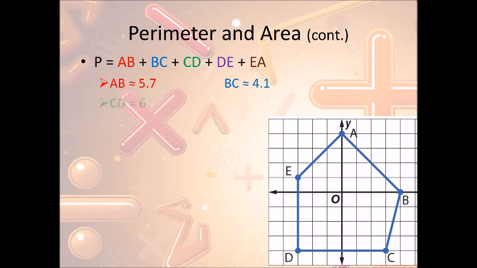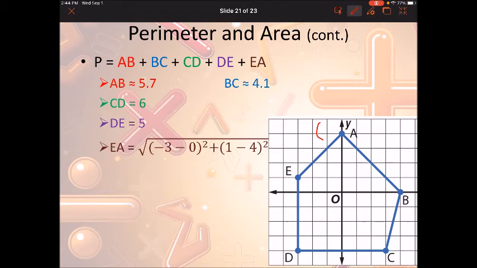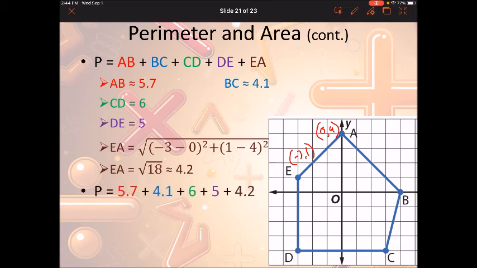So we continue that process on. I do know that CD is 6, DE is 5, and now I have to figure out what AE is. A, again, is at 0, 4, and E is at negative 3, 1. So when I find the distance there, I get the square root of 18, and now I can add all those pieces together to give me my final perimeter of 25. So if you do not know the distance formula at this point, you need to learn it.